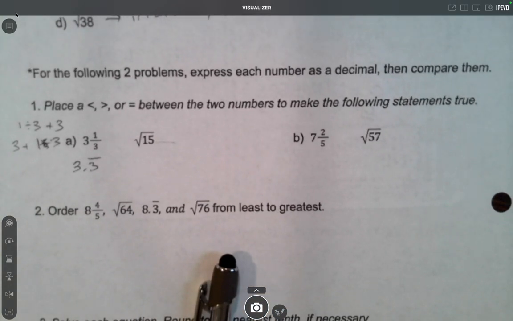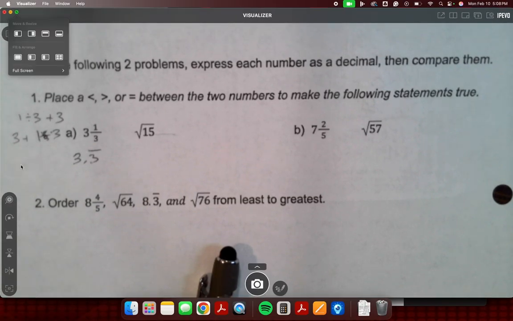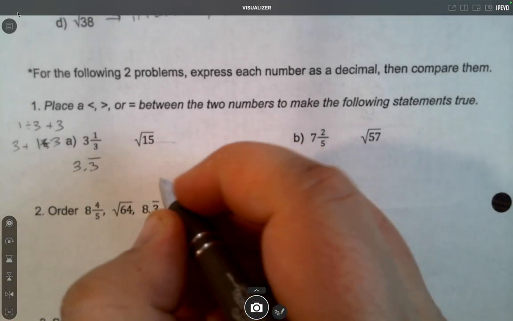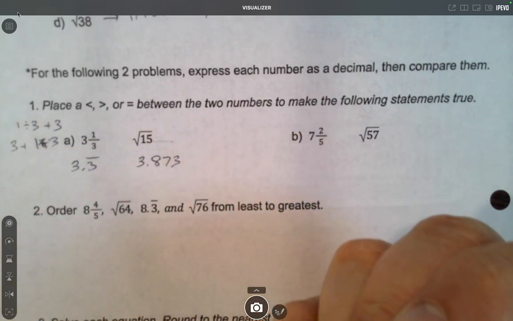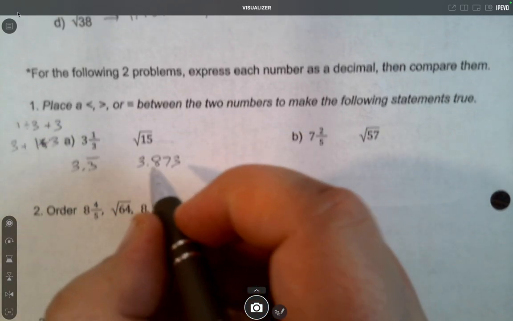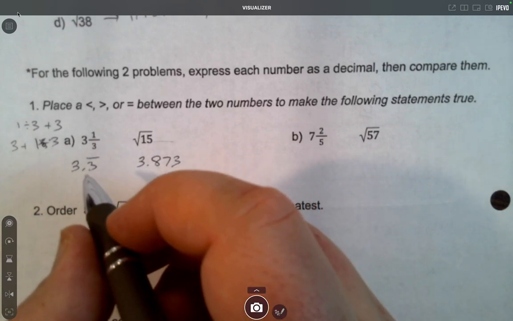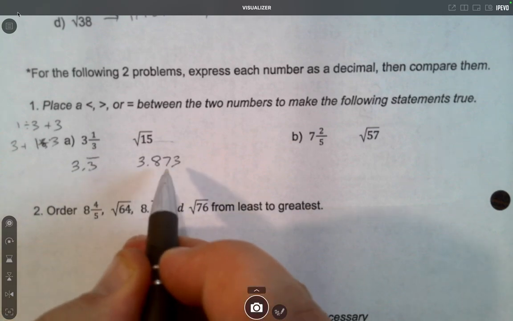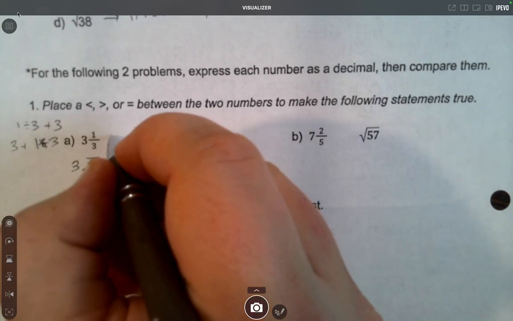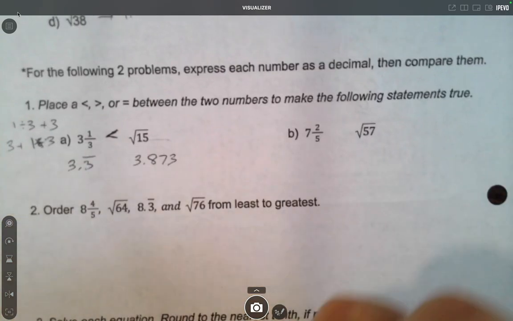And then you do the square root of 15. Let me pull up my calculator. Actually, I think I've got it over here. Oh, I do. So never mind. I'll just use my key. Haha, cheating. So 3.873. Now I just picked the first 3 decimal places. It goes on forever. Really, you just need to do enough of them to be able to tell clearly which one is bigger or smaller. Well, this one's 3.3. This one's 3.8. So 3.3 is clearly smaller than or less than this.